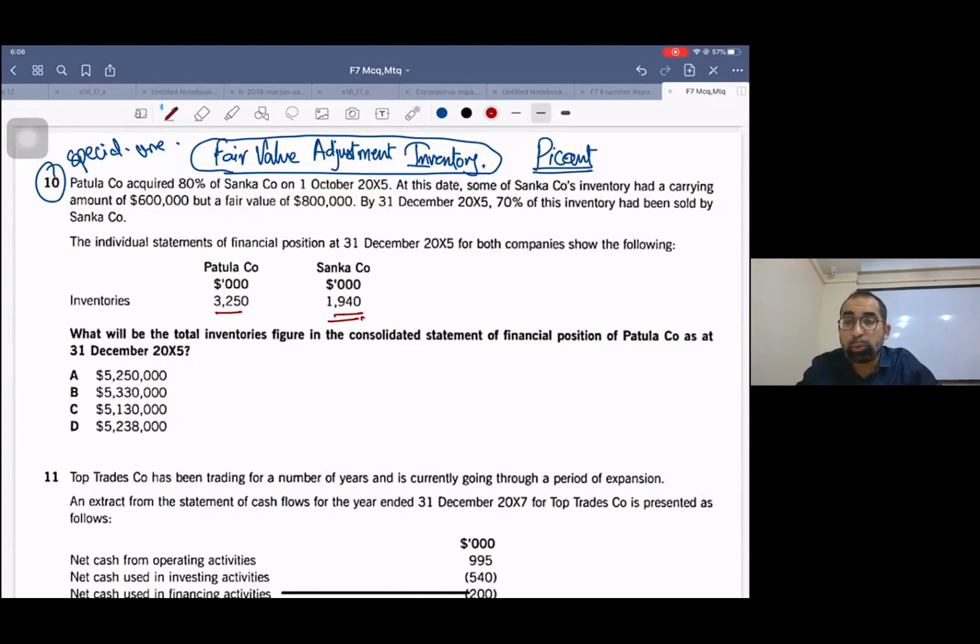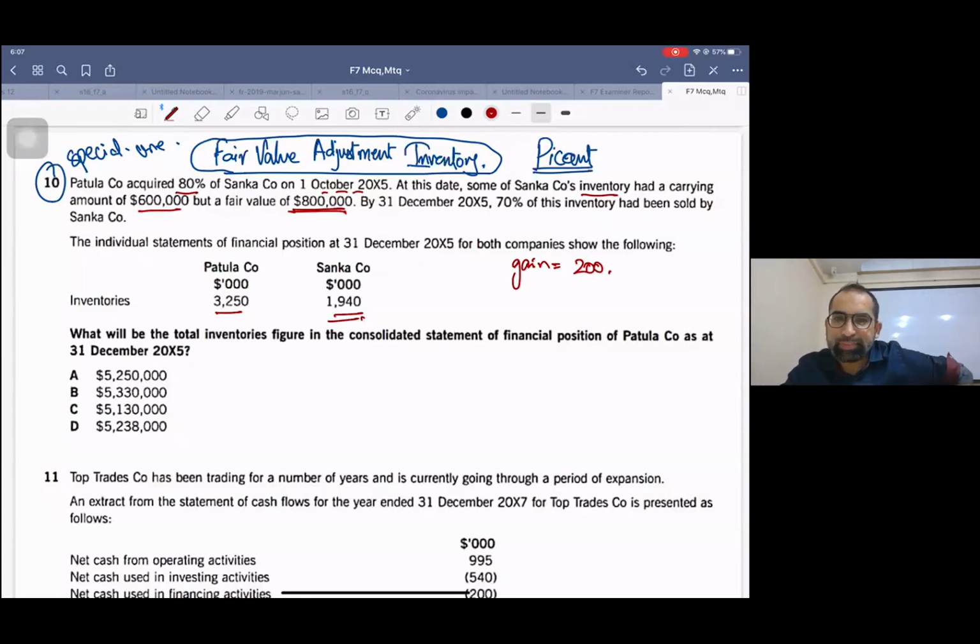First of all, don't make one mistake. Patila company acquired 80%. Just forget the 80%. When we do adding together, we write 100%. You know, adding together is always 100%. So this 80% is nothing. On 1st October X5, some of Sanka company's inventory had a carrying amount of 600, but a fair value of 800. So how much is the fair value adjustment? It's total 200,000. You skip 3 zeros, so it's 200. The total fair value adjustment is 200.